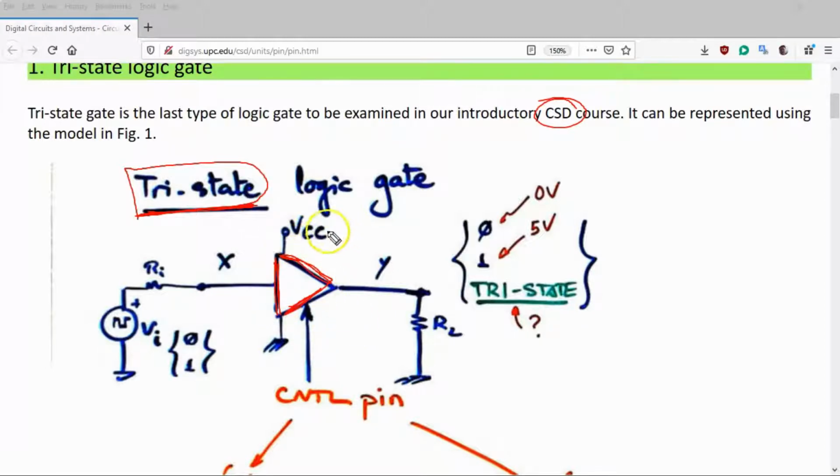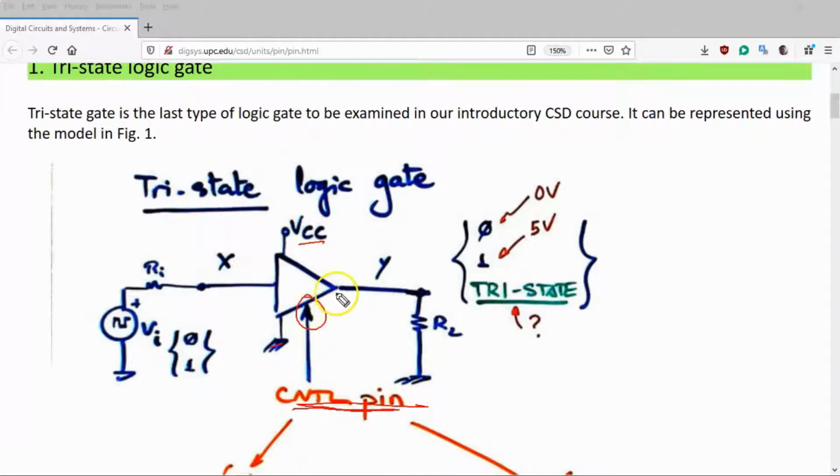So you have the buffer connected to the power supply and the ground reference, and this buffer has an input that we usually name X and an output that we usually name Y. Well, this gate, you see, is special. Apart from the typical input and output and power supply and ground, you have this extra input, the control pin.